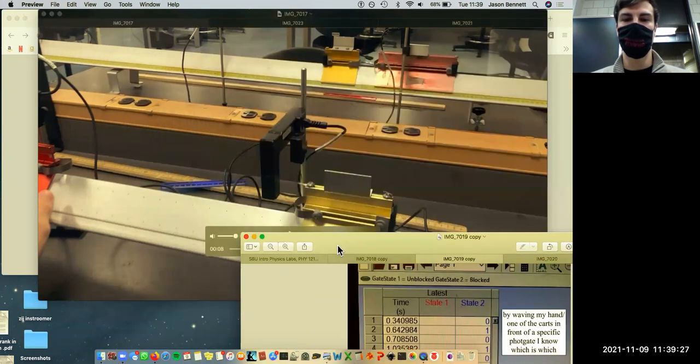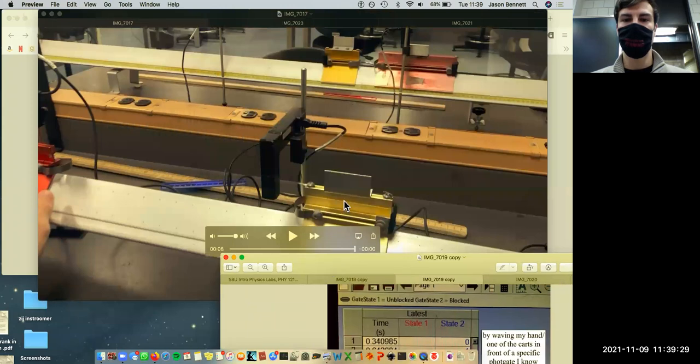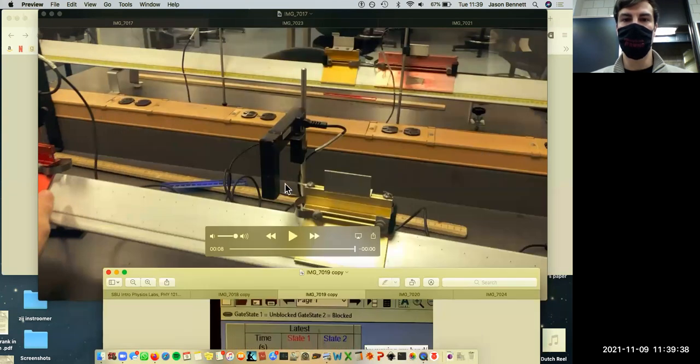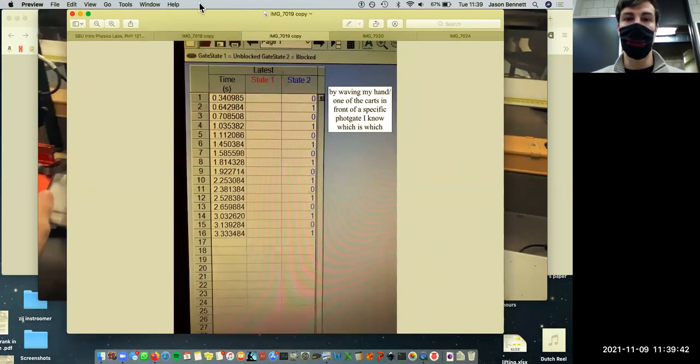So what I did was I started collecting data. I took my small cart and just wiggled it in front of this laser, and all I collected was data from this one. So I know that state 2 corresponds to this one, this rightmost photo gate for me. It may be different, it really just depends on which wire is connected to which.